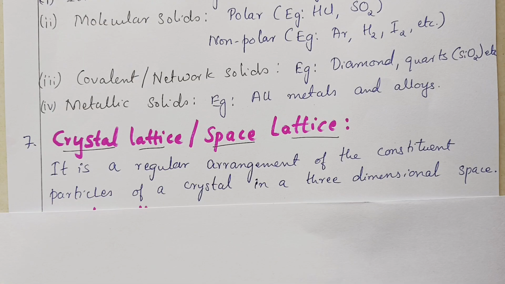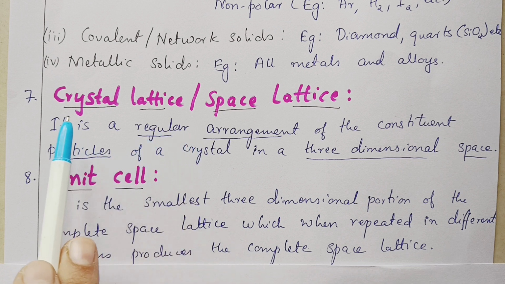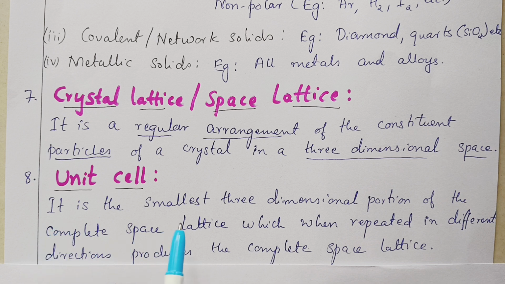Let's learn about structure of these crystals. There comes a very important term, that is crystal lattice, which is also called space lattice. Crystal lattice or space lattice is a regular arrangement of constituent particles of a crystal in three-dimensional space. The smallest unit of a crystal lattice is called unit cell. So what is a unit cell? It is the smallest three-dimensional portion of a complete space lattice, which when repeated in different directions produces the complete space lattice.